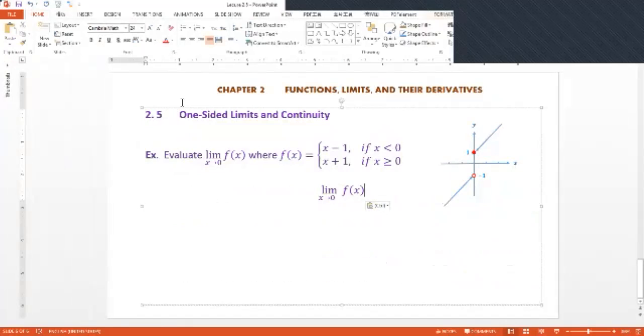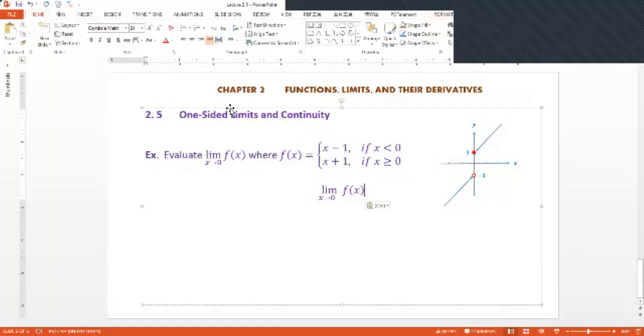So the notation is x approaches 0 with a minus on the shoulder of 0. That means the left hand side limit of function f as x approaches 0. So when we do that, we need to consider the left hand side of the function. So on the graph, we need to look at the curve on the left hand side.